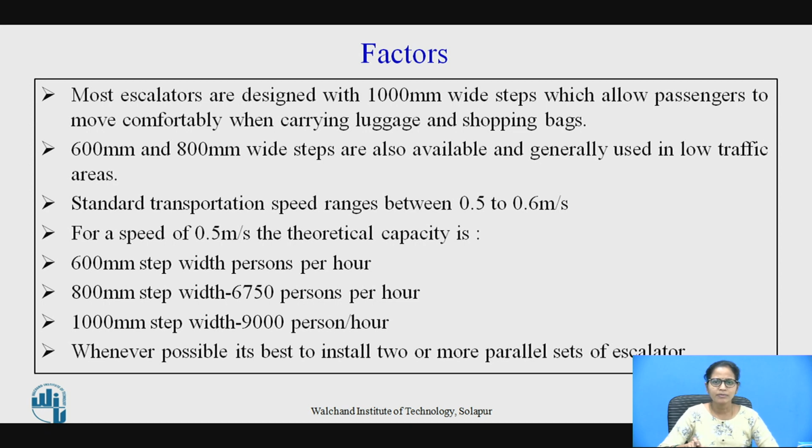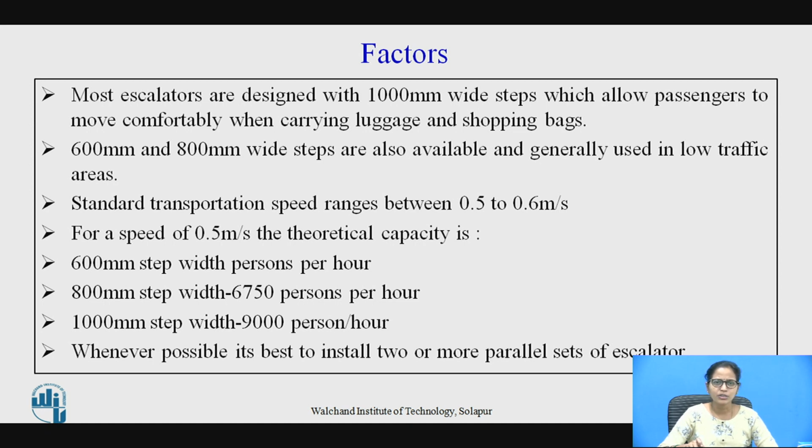And 600 mm and 800 mm wide steps are also available, and they are generally used in low traffic areas. So according to the locality where it is situated, the traffic over there has to be considered, and overall considering all those factors, the escalator has to be designed.